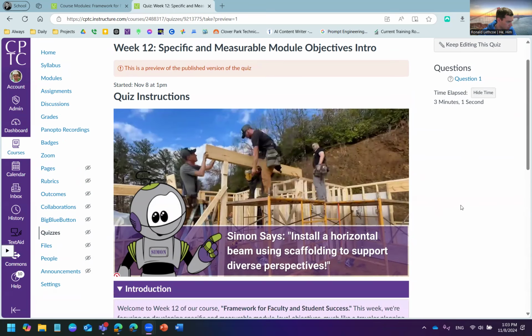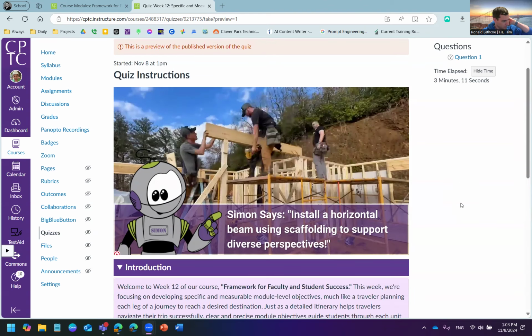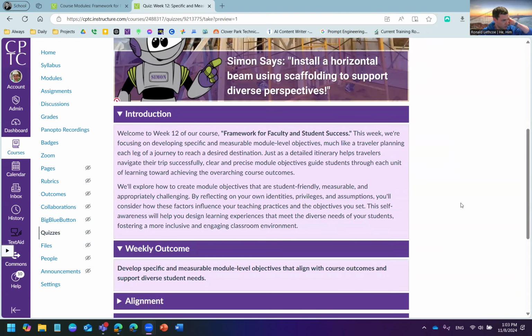what's Simon telling us to do here? Install a horizontal beam using scaffolding to support diverse perspectives. I feel like I've seen that before, but let's get started with week 12.